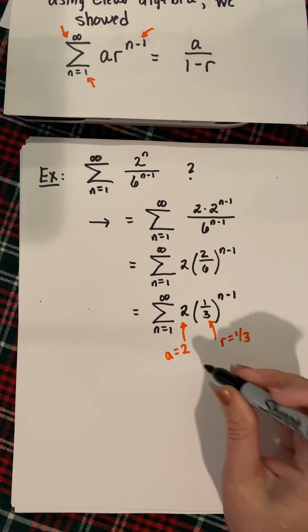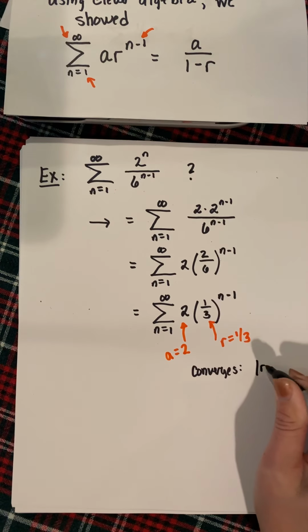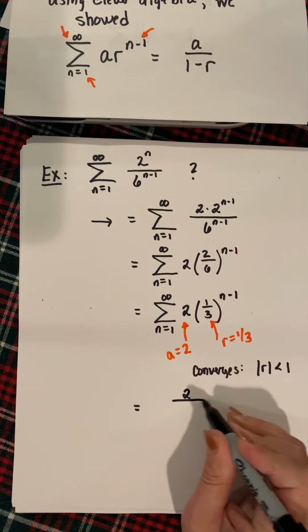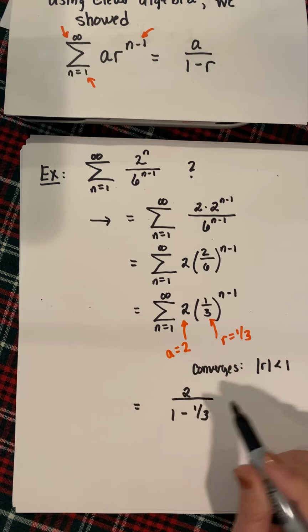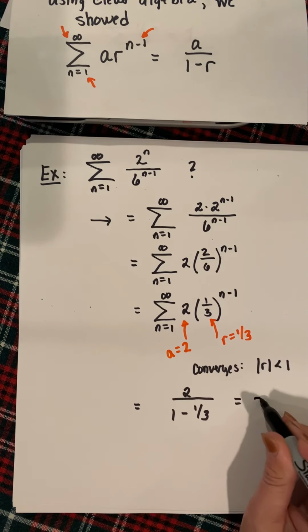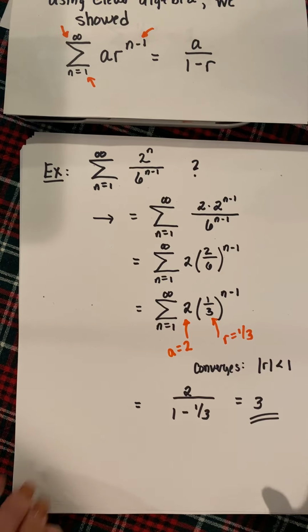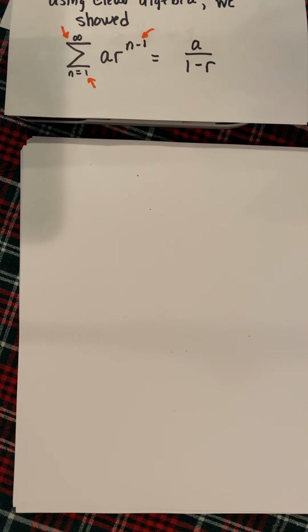So this converges because my common ratio is less than 1, and the sum is going to be 2 over 1 minus the common ratio, and 2 over 2/3 is just equal to 3. Kind of cool. All right, so I'll let you play around with some of those. You can ask questions. One more thing in this section.